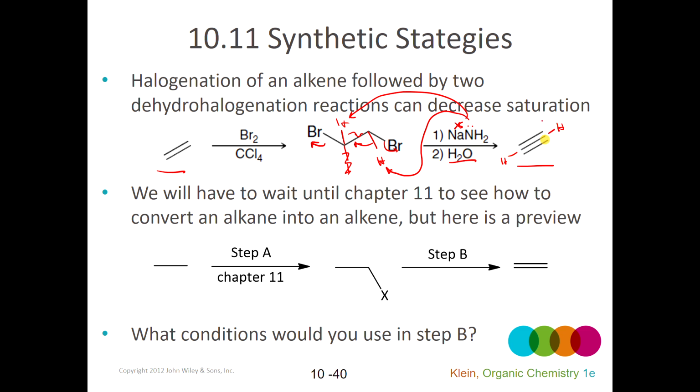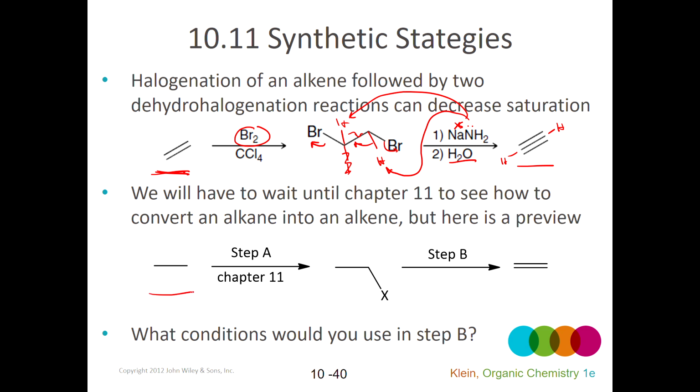So if I want to make an alkyne, I need a dihalide. If I'm starting with an alkene, I can make a dihalide from an alkene using Br2, or Cl2 would also work, but Br2 works a little bit better. So that's how to convert an alkene into an alkyne.